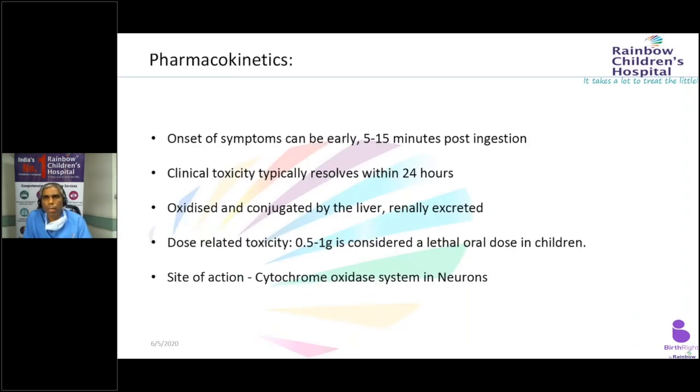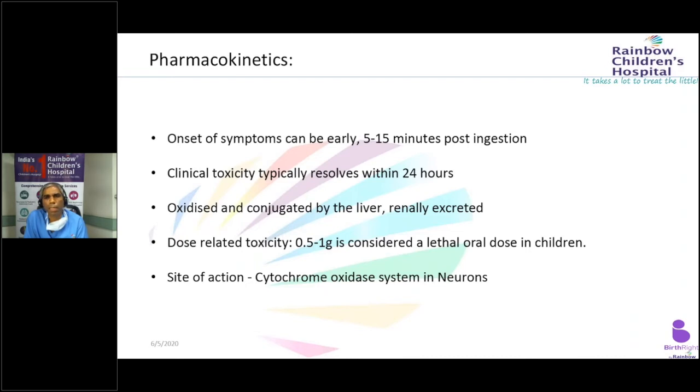In terms of pharmacokinetics of camphor, usually it will be absorbed very fast from the gastrointestinal system or from the skin also. You would tend to see the toxicity within 5 to 15 minutes. But the toxicity results within 24 hours. If we are able to stop the seizures and do the appropriate resuscitation and manage them appropriately in the first 24 hours, child will come out without any complications.